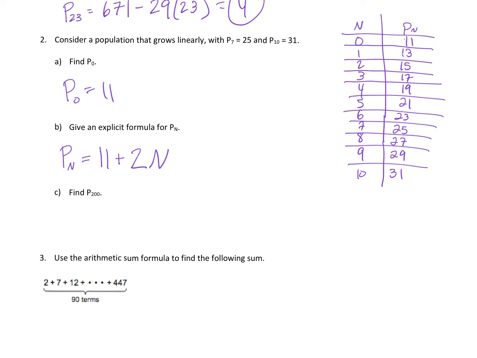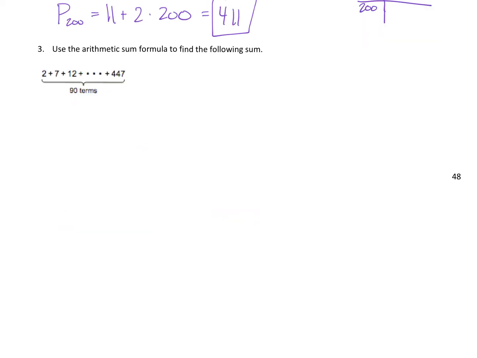Find P200, I'm going to use the explicit formula. I could extend the chart until I get a 200 down here, but that would be a really long chart. So instead, I'll use the explicit formula, 11 plus 2 times 200. So that would be 411.